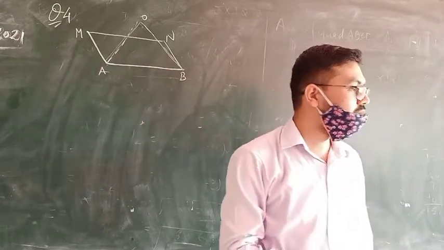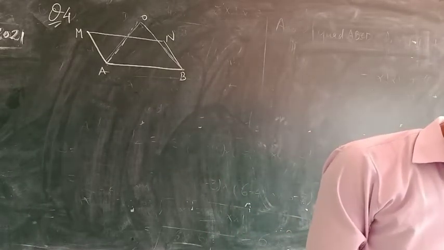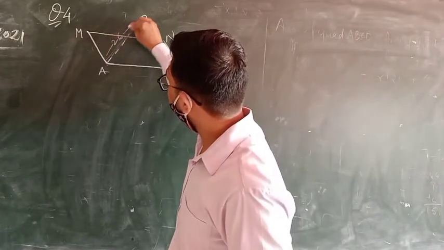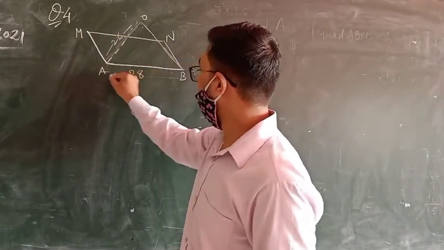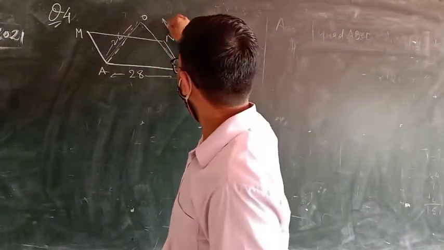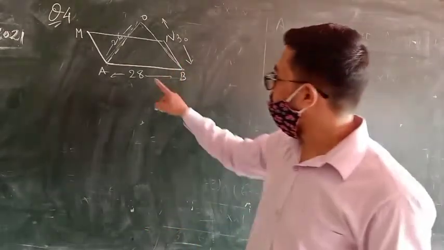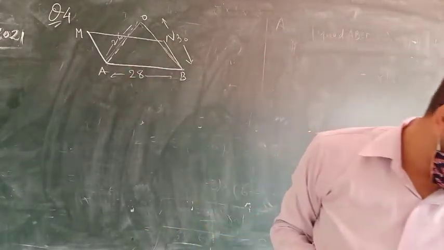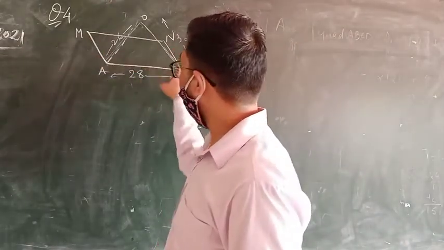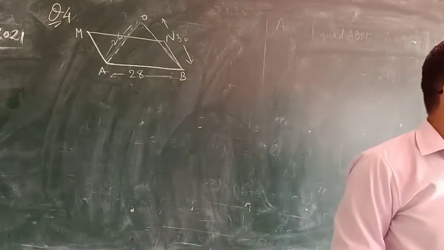ये क्वेश्चन में गिवन है. This thing is given in the question. If the sides of the triangle are, let's say this is 26, this is 28, and the third side is also given, 30 centimeters. All lengths are given in centimeters. And the parallelogram is standing on the base 28. Find the height of the parallelogram.